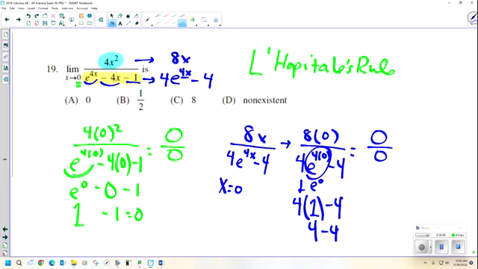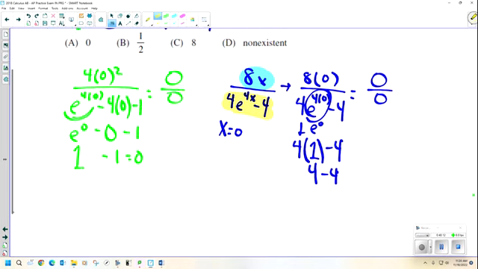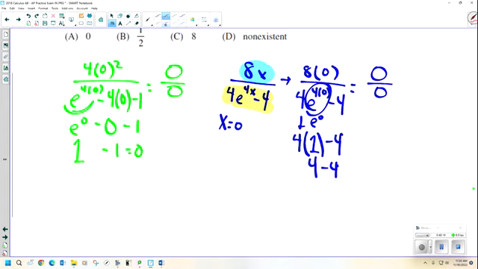So guess what I get to do again? Again, I'm going to take the derivative of the top and the derivative of the bottom, again separately. Do not do the quotient rule. Okay, so now the derivative of 8x is just 8. The derivative of 4e to the 4x, well, I have my constant 4. The derivative of e to the 4x we just did is 4e to the 4x. The derivative of a constant is 0, goes bye-bye.